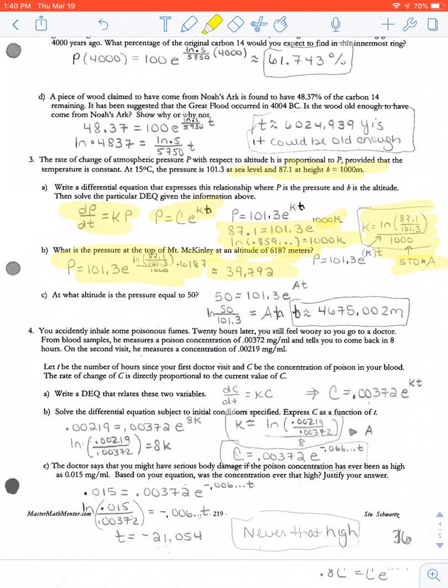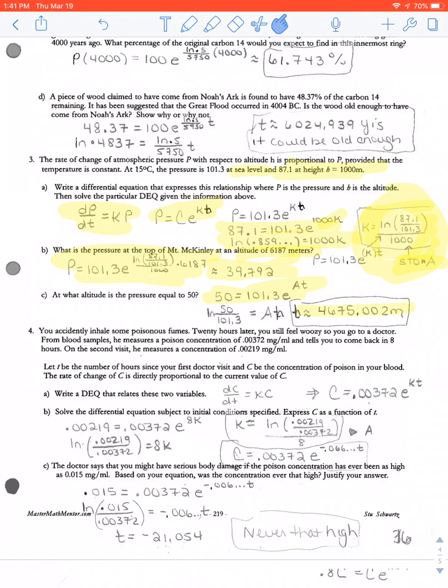And then for part C, they want to know, when or at what altitude would the pressure be 50? So now P is 50. So I'm going to solve and find out this A value. I divided both sides by 101.3, then ln both sides, because ln of e will just give me the exponent. Now I used A because A was that stored number, and I divided by that number, which was already stored on my calculator, to get the answer in meters.